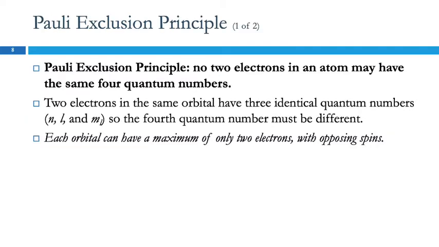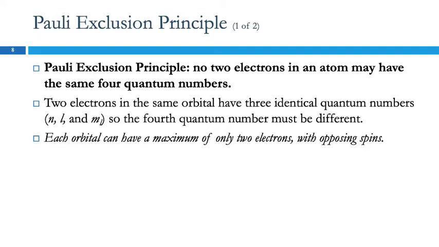The Pauli exclusion principle tells us that no two electrons in an atom can have the same 4 quantum numbers. This is like saying no two individuals in the United States can have the same social security number, right? Everybody gets their own unique number because that specifies you as a person in this country. A set of 4 quantum numbers specifies 1 electron in an atom.